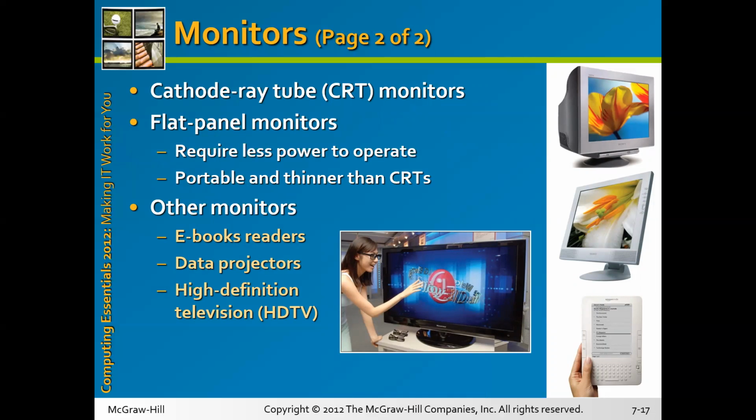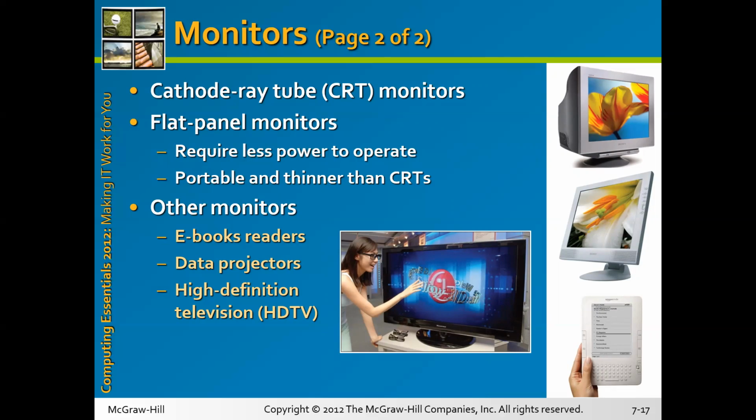Cathode ray tubes, or CRT monitors, are similar to television technology and are bulky in size. Flat panel monitors may also be called LCD, or liquid crystal display, monitors. Passive matrix monitors, or dual scan monitors: images are created by scanning the entire screen. Active matrix monitors, or thin film transistor monitors: each pixel is individually activated.